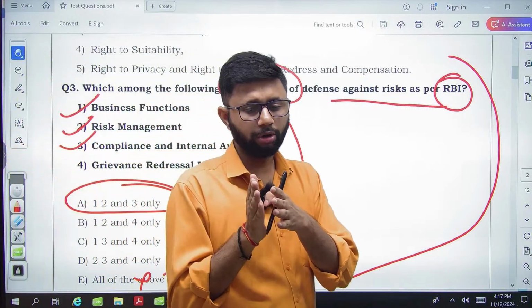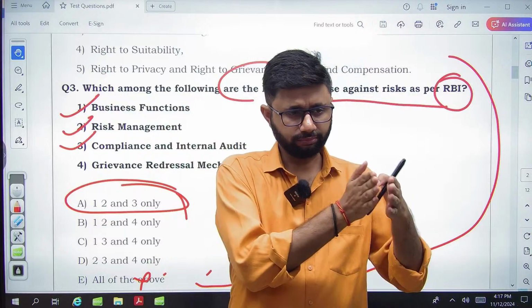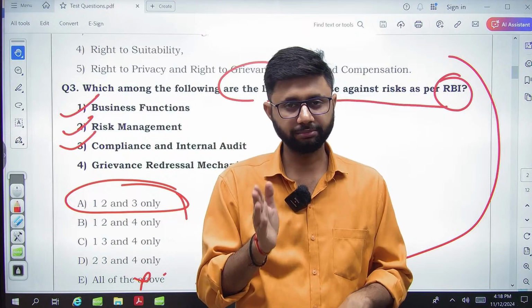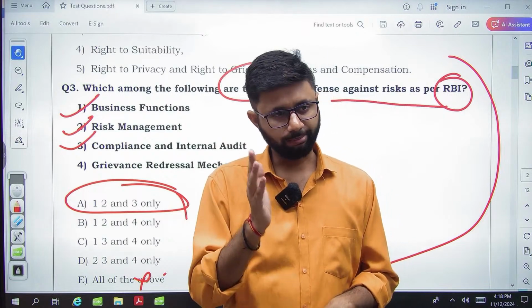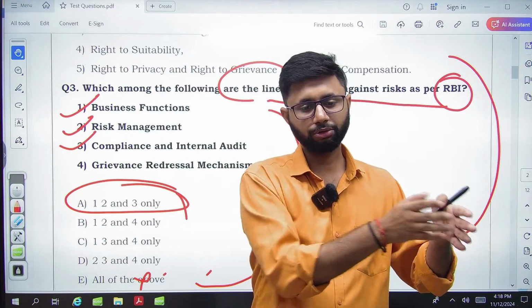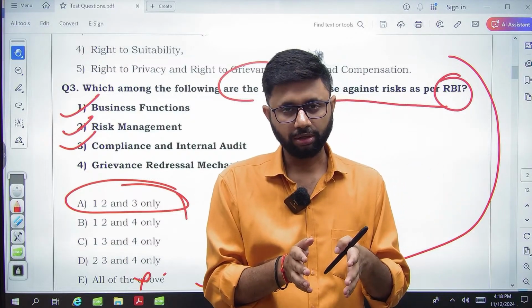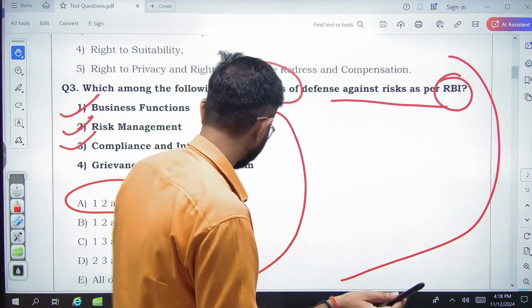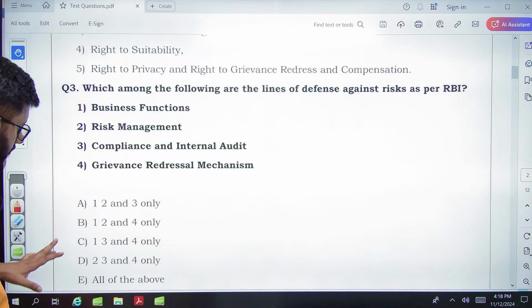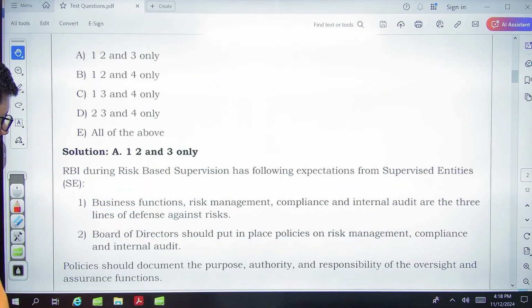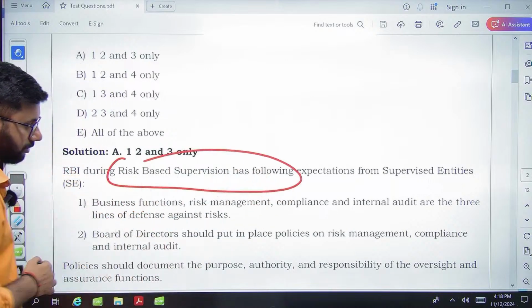First the board of directors will think in terms of business. Then we have risk management structures in place that will take care that the board's work is being done in a standard way or not, and is in compliance or not. Then we have internal audit and compliance that will make sure that the risk management structure is making sure that all these things are happening in compliance or not. So 1, 2, 3 are the three lines of defense based on risk-based supervision.